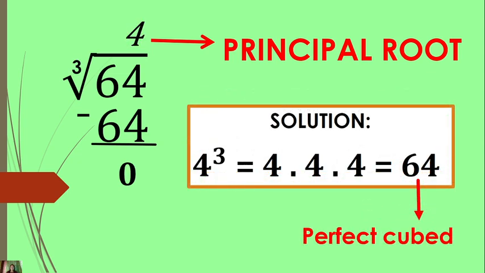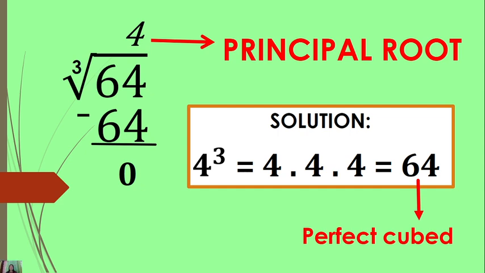Next, let's have this. How about if the index is 3? The same process. So you think of a number, but this time, you multiply it 3 times by itself. So it will be 4 cubed. Okay, so if you will think of a number, you always have cube. Okay, it should be raised to the third power. So 4 times 4 is 16 times 4 is 64.